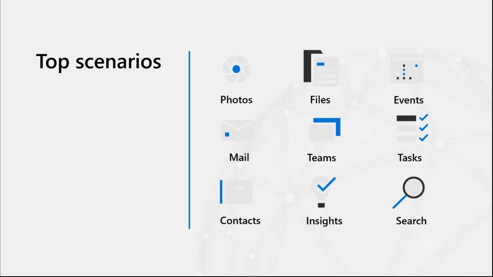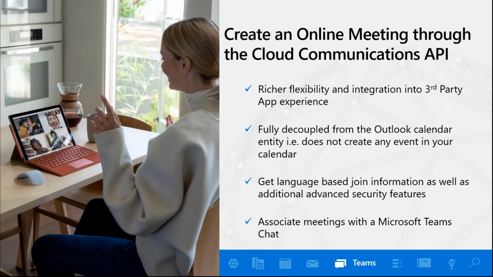Another scenario, if you're creating an online meeting, is to use the online communications API, the cloud communications API. For this one, the real demarcation, the question you're asking, is whether you need richer flexibility or better integration into third-party applications, so not directly tied to Microsoft Outlook. If you had something inside a Google account, or inside another application like ServiceNow, and you wanted to have an online meeting, then this is something that is granted to you.